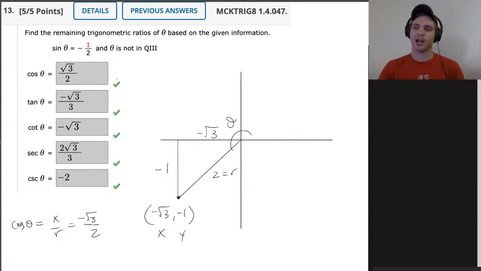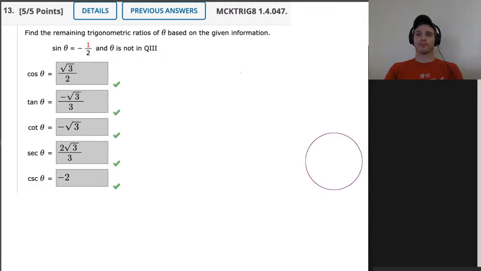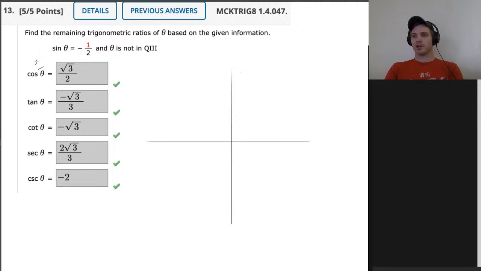Oh, I misread this. This is not in quadrant 3. So sine is negative, but it's not in quadrant 3. So where else could sine be negative? Since sine is the y, it goes in quadrant 4. Okay. So same process here. Y is -1, hypotenuse is 2. So now we have the positive x since it's in quadrant 4. Okay, so then we've got cosine of theta equals √3/2, the x/r.